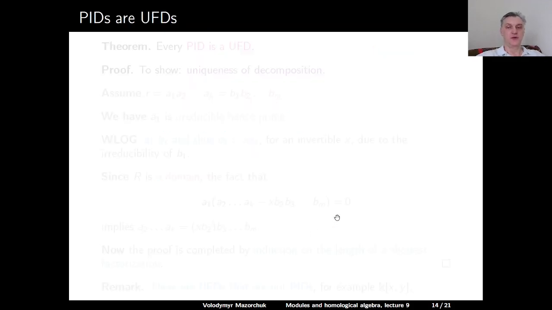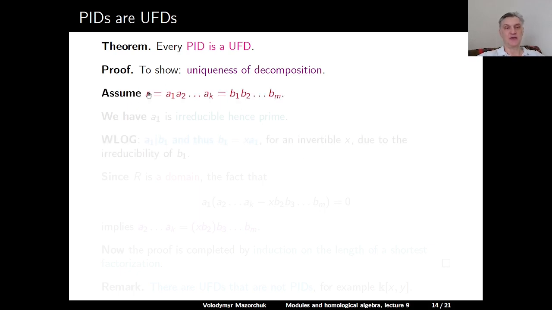Now we can prove the main theorem that every principal ideal domain is a unique factorization domain. We have already established existence of factorization, so we only need to establish uniqueness. So assume that some element R in our principal ideal domain, which is not zero and not invertible, can be written as a product of irreducible elements in two different ways. We know that all irreducible elements in a principal ideal domain are prime. So all our elements here are prime.